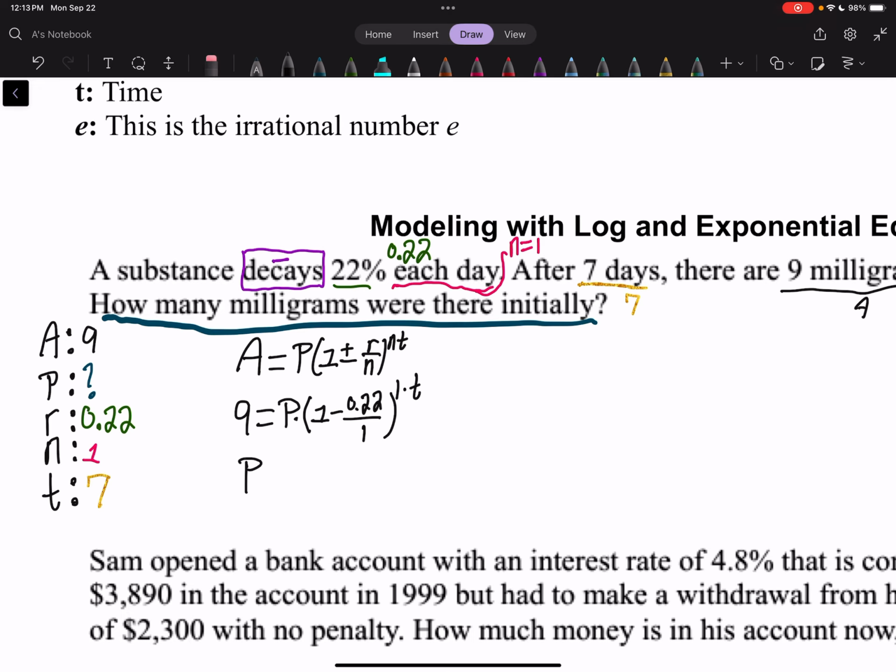I'm going to divide by that set of parentheses because the P is connected through multiplication. P is equal to 9 divided by 1 minus 0.22 over 1. I'm just going to put this as 0.78 because that is what it simplifies to, and to save room. So 0.78 to the power of t, which is 7.